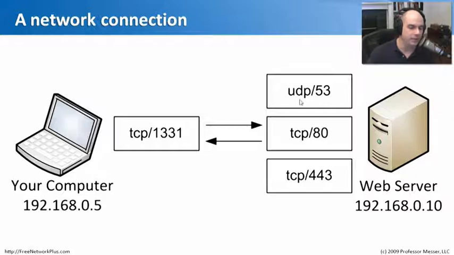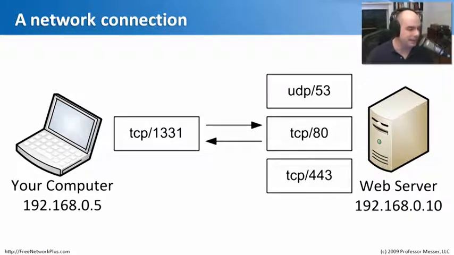So UDP port 53, it's running DNS on this server, so that is open. There's a TCP port 80 that's open on this server. There's also TCP port 443 open on this web server. So there's a few services available. What I'm going to do on my computer is bring up a browser screen, and I want to connect to that web server. I type in the name or the IP address of that web server and hit enter.